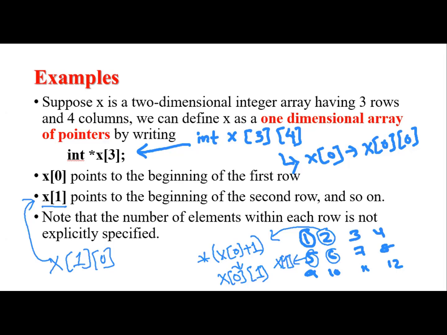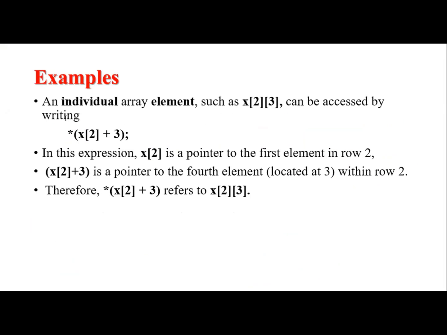Now if I want to print the value, this one would be printed as star x of 1. So this one will print the value 5. And now if I want to print the value 6, then it would be star of x of 1 plus 1. This will print the value 6. Is it clear, everyone?